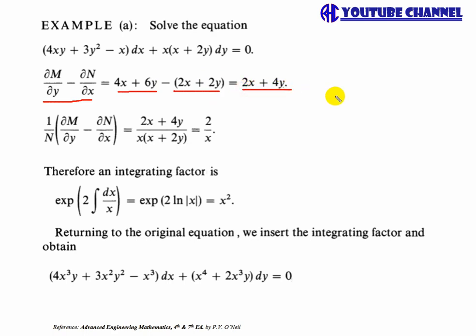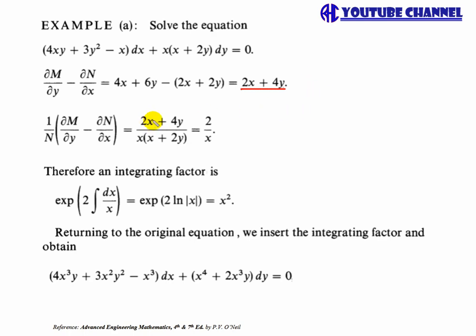Magiging 2x plus 4y. After that, i-check natin kung anong i-divide natin. Anong magiging denominator, either yung function of M or function of N. Ang pinaka-main purpose niyan is either M or N yung i-divide ninyo, as long as na dapat maka-cancel out ninyo o ma-reduce yung difference ng dalawang partial derivative.